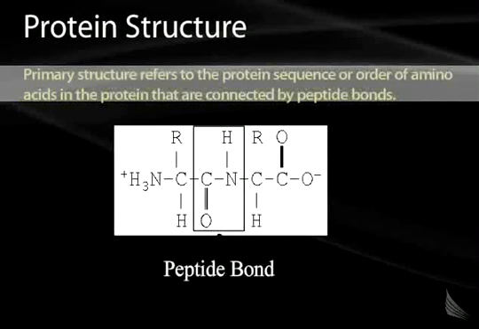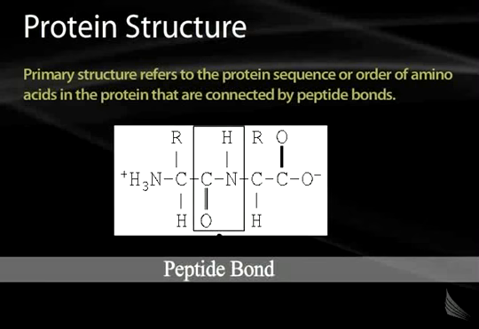When we talk about primary structure or primary interactions, we're talking about the protein sequence or the order of the amino acids in the peptide that makes up the protein. And this is determined by the particular peptide bonds that are formed and is ultimately determined by the RNA and DNA sequence from which that protein is derived.